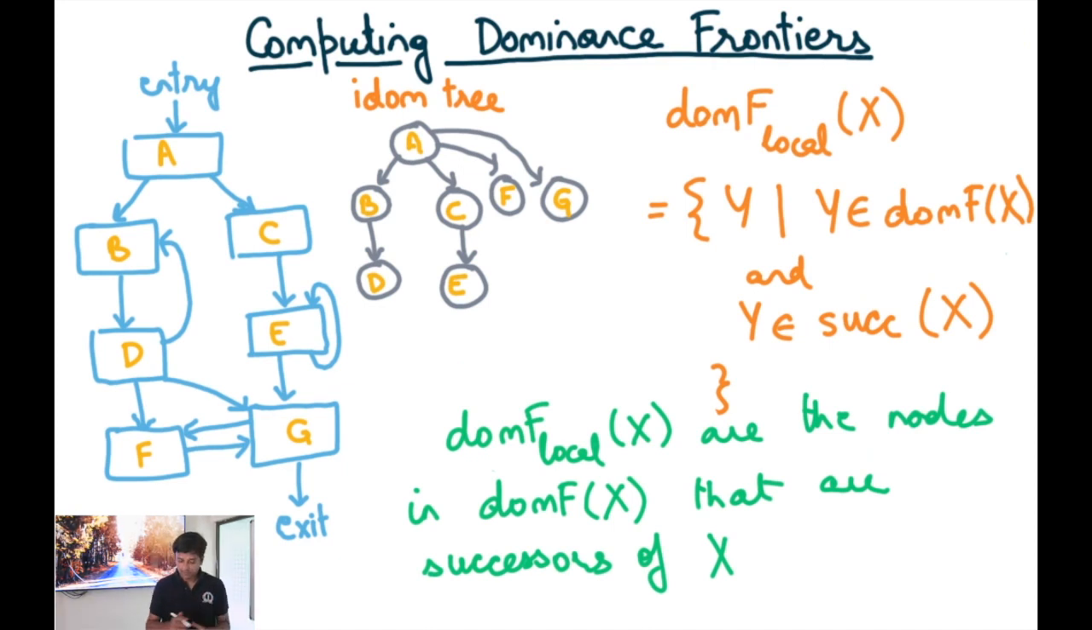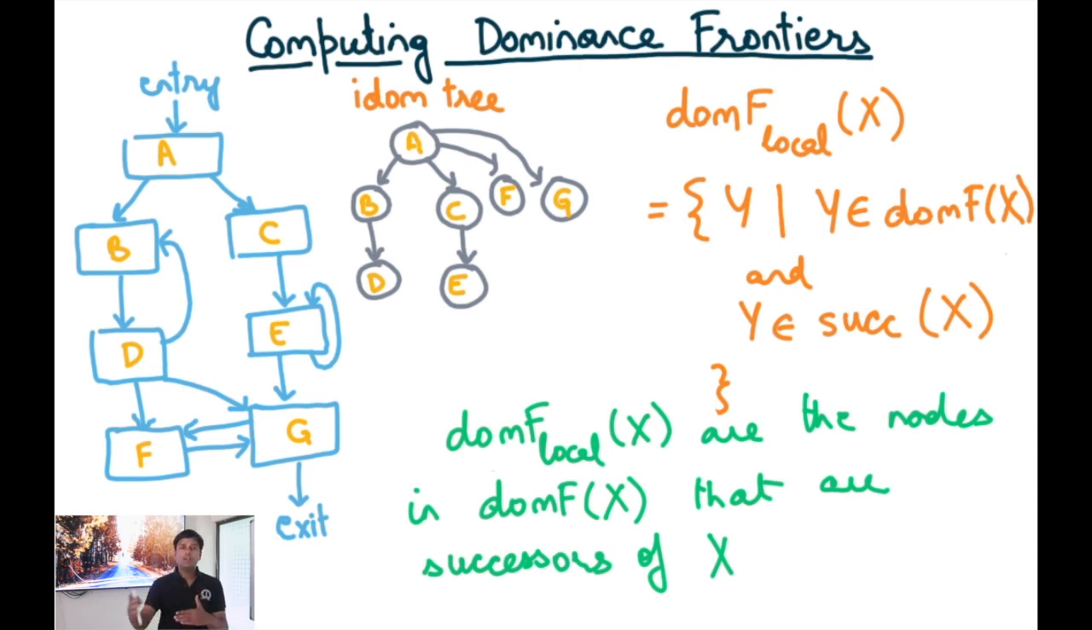This is domf up. Similarly, I'm going to define another relation called domf local. Domf local is all the nodes that are in the dominance frontier of X and are also immediate successors of X in the control flow graph. So domf local of X are the nodes in the domf of X that are the immediate successors of X in the control flow graph. So by immediate outgoing edges, which of those are in my dominance frontier.